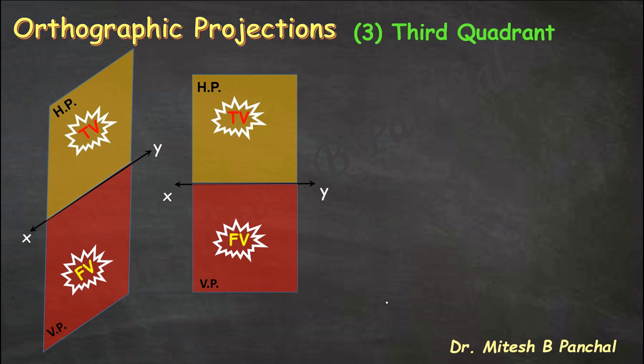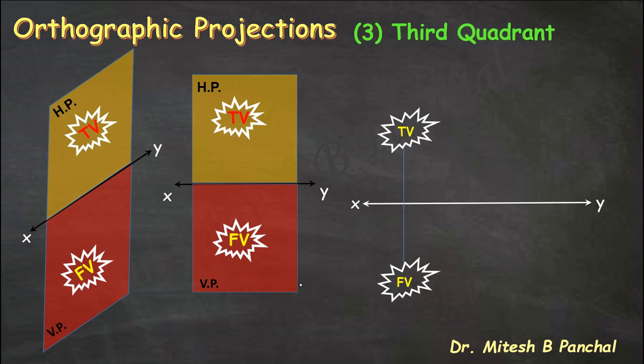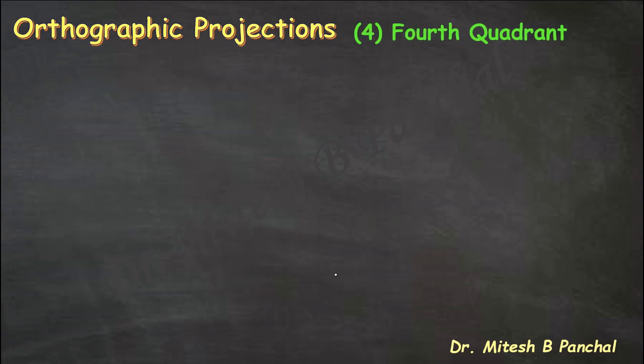So ultimate answer when the object is in third quadrant is like this. Top view above XY line and front view below XY line. Here there is no chance of overlapping of the projections. Okay. Now we will see the fourth quadrant.